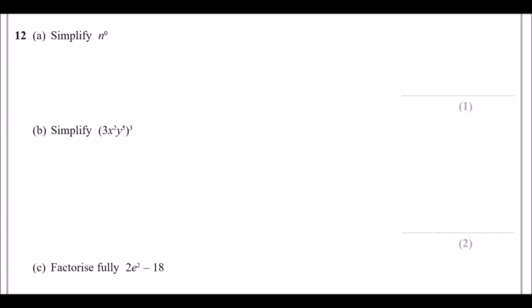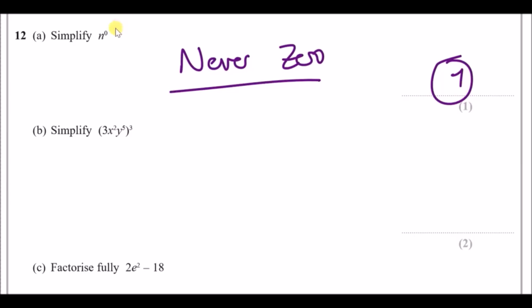Right, number 12, guys. Simplify n to the power 0. Well, this is easy. Anything to the power 0 is always 1. It's never 0. Be very careful: you're not timesing by 0. Any power to nothing means it's like you're dividing by itself, so it's always 1.